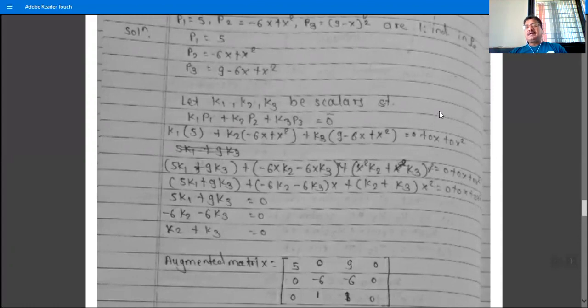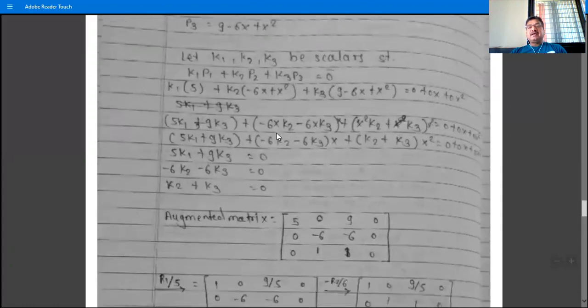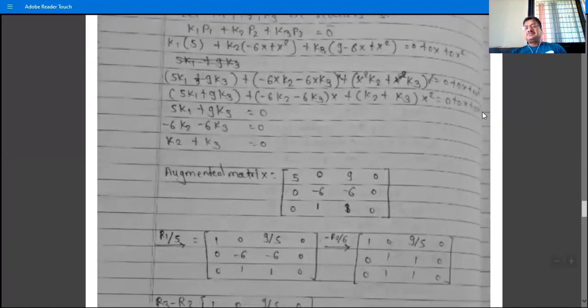And what is the zero vector of P2? 0 plus 0x plus 0x square, that is, the polynomial of degree 2 with coefficients as 0. So this is the 0 bar of this P2. And substitute P1, P2 and P3, and then apply the definition of scalar multiplication and addition. We have this: collect the constant coefficient in one bracket, the coefficient of x, and the coefficient of x square, which is equal to 0 plus 0x plus 0x square.